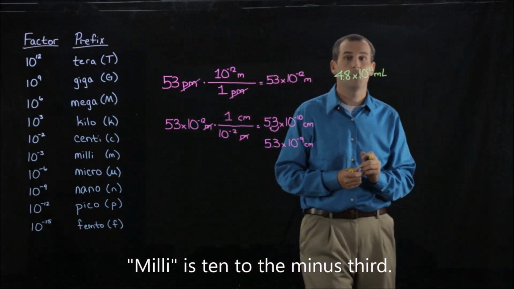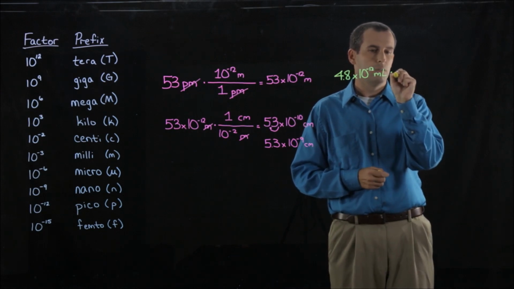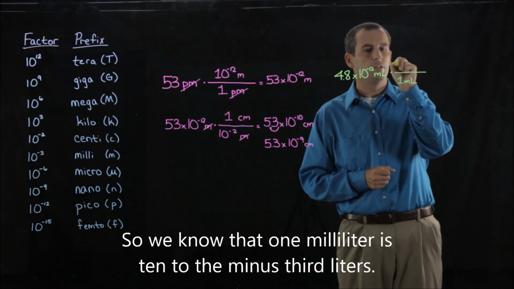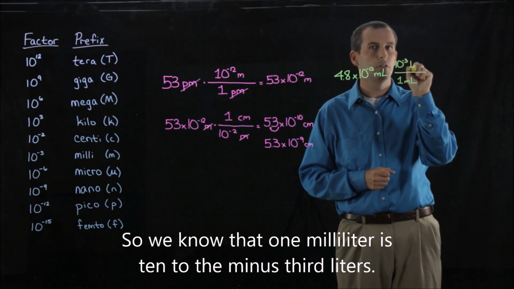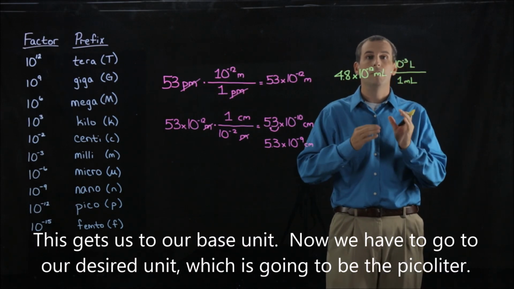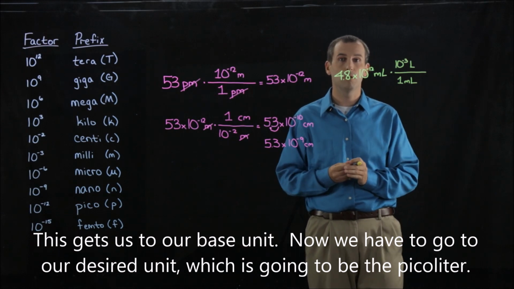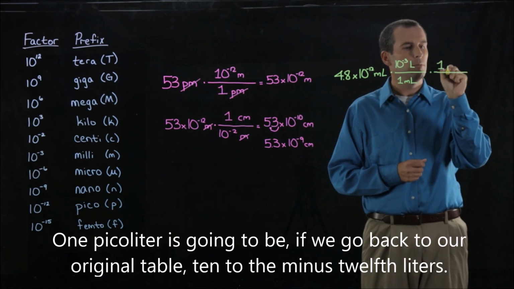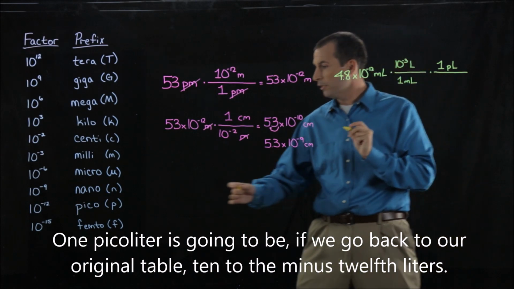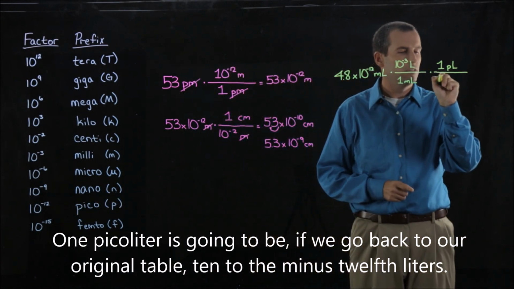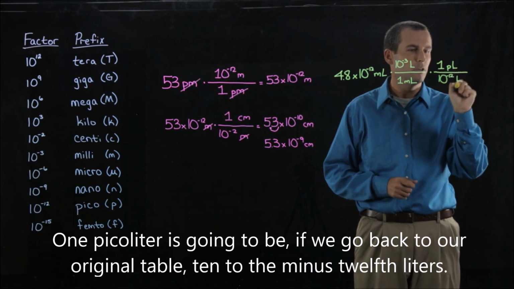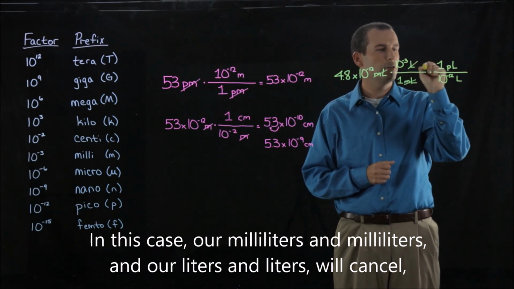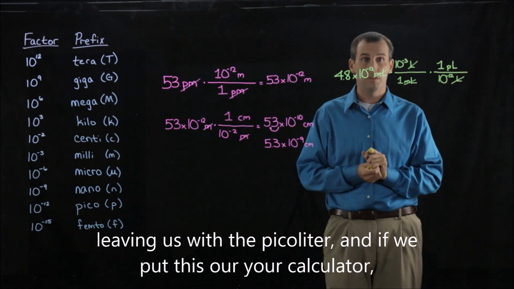Going back to our table, we need to find our milli prefix. Milli is 10 to the minus third. So we know that 1 milliliter is 10 to the minus third liters. It gets us to our base unit. Now we have to go to our desired unit, which is going to be the picoliter. 1 picoliter is going to be, if we go back to our original table, 10 to the minus 12th liters. In this case, our milliliters and our liters will cancel, leaving us with the picoliter.